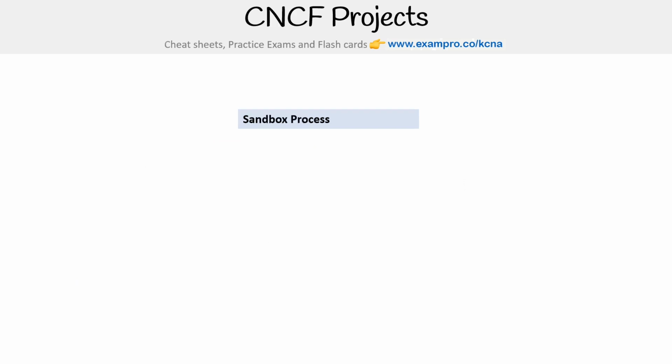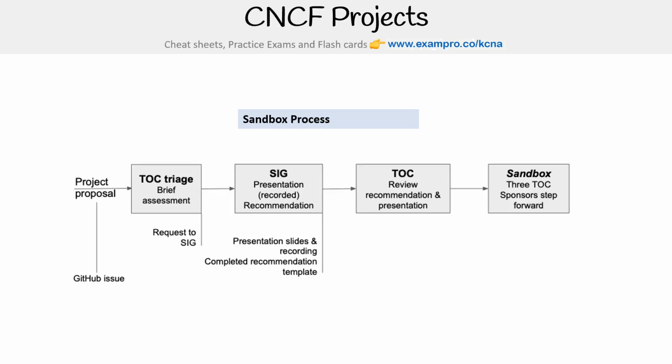And all of these have even more detailed information. So when we look at the sandbox process, the idea is that there is a project proposal in the form of a GitHub issue. The technical committee will triage it and give it a brief, and request a SIG. The SIGs will make a presentation that is recorded. The presentation slides and recording, along with the completed recommendation template, are submitted. And then the TOC will review the recommendation and presentation, and then it will be in Sandbox. You need three TOC sponsors to take the step forward. So that's how we get to that.